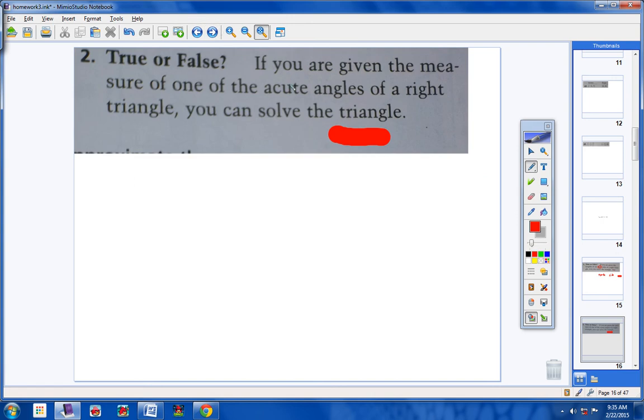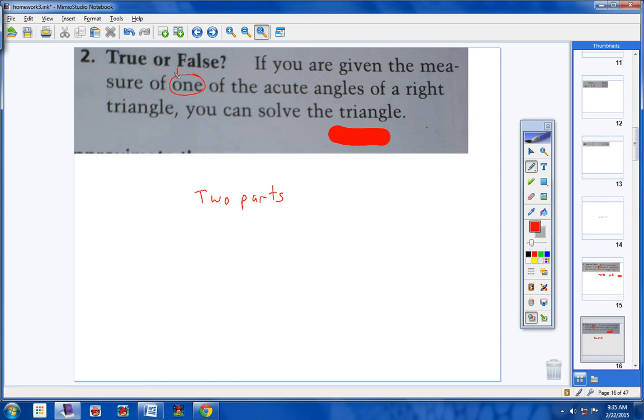Alright, number 2. If you are given the measure of one of the acute angles of a right triangle, you can solve the triangle. Well, first of all, you need how many parts? 2, not including the right angle. So, did they give you two parts? No, they gave you one. So right away it's false.